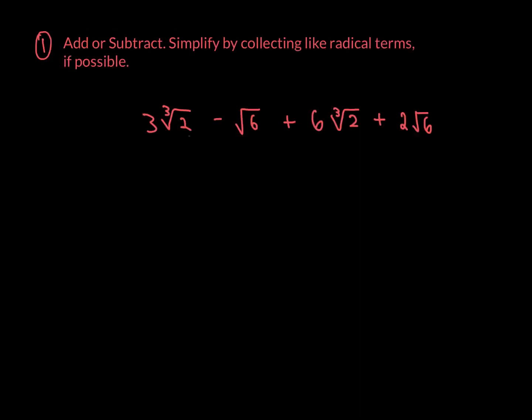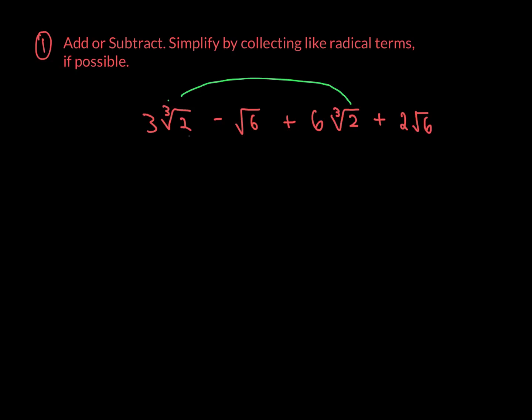Example number 1, add or subtract, simplify by collecting like radical terms if possible. So we got 3 cube root of 2. Here the index is a 3. Minus the square root of 6 plus 6 cube root of 2 plus 2 square root of 6. So need the same index if we're going to add radicals and the same radicand. So we've got 3 cube root of 2 and 6 cube root of 2.